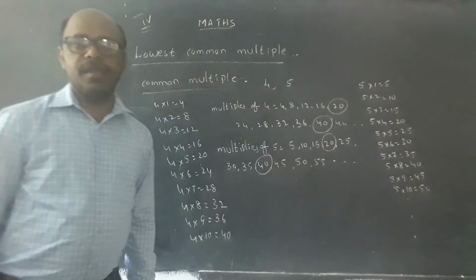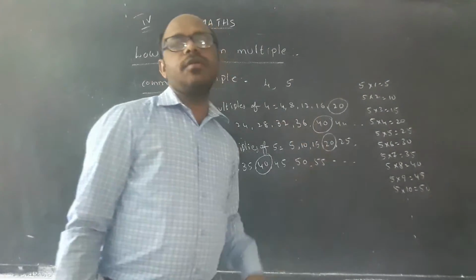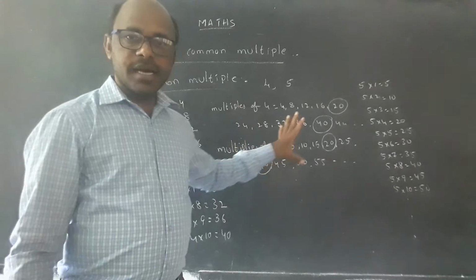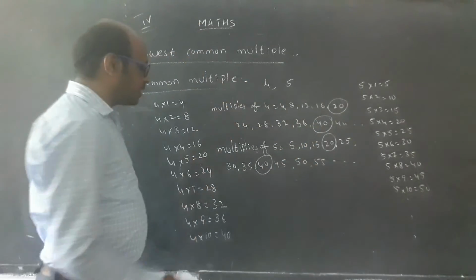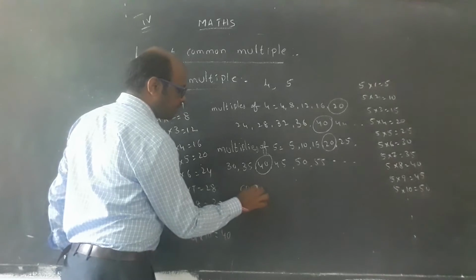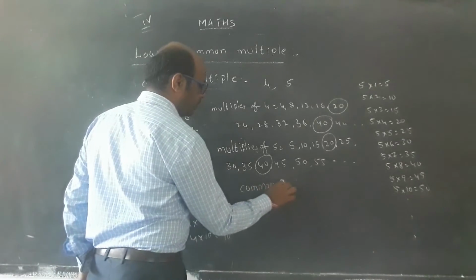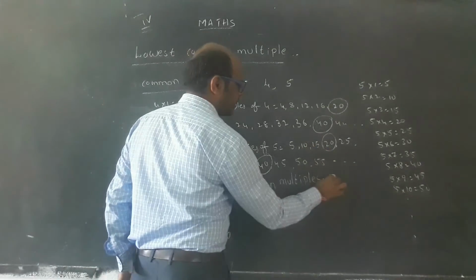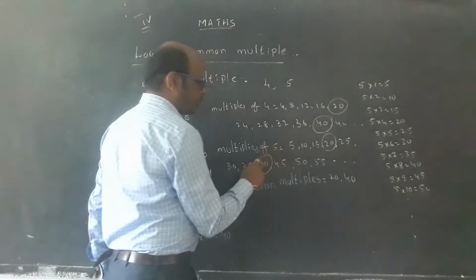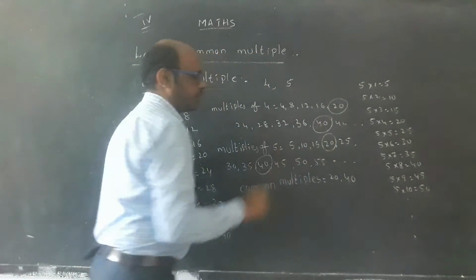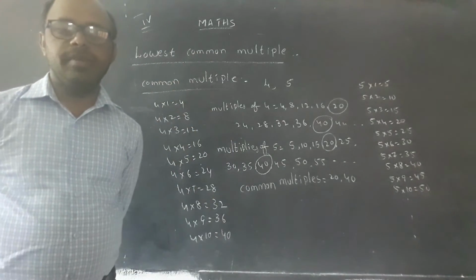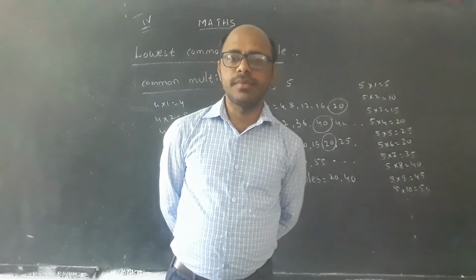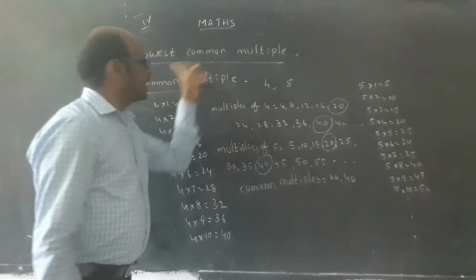If we write more, we will get more multiples. See, we wrote till 10. In those, the common multiples are 20 and 40. See, 20 is there in both, 40 is there in both. So write each here one time. Common multiples over. First multiples over, next common multiples.